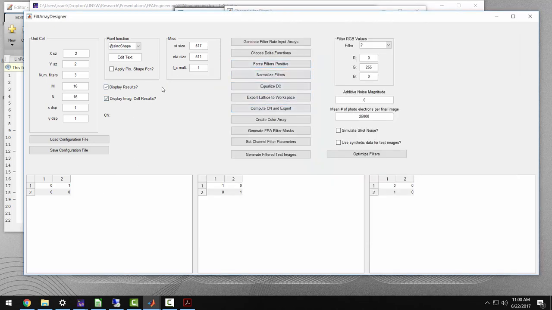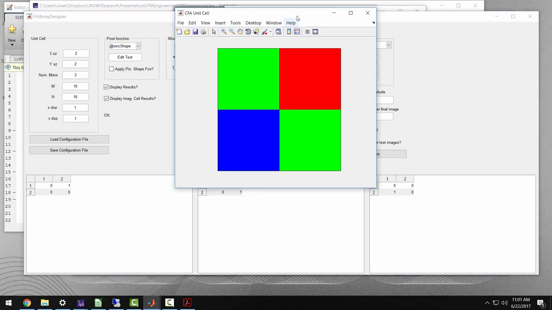And we can see, if we set this here, I'm going to set the first one to red, second one to green. These values must be between 0 and 255. That's all a typical monitor can display. And then we can click on Create Color Array, and it will show us the typical Bayer array mask there.